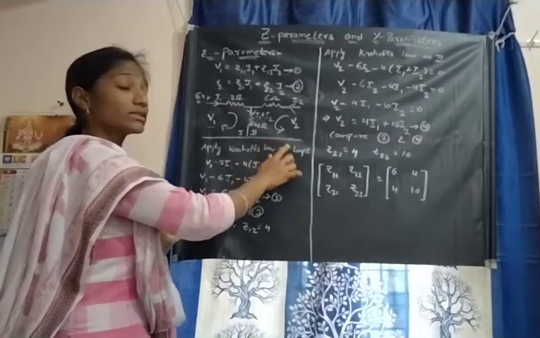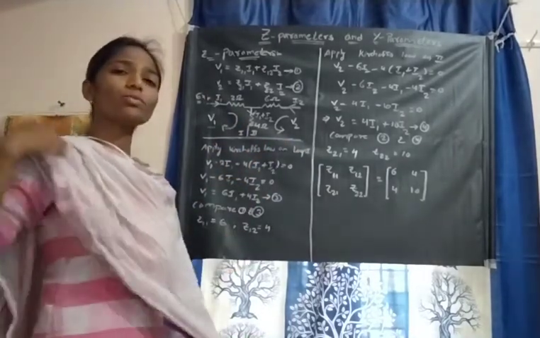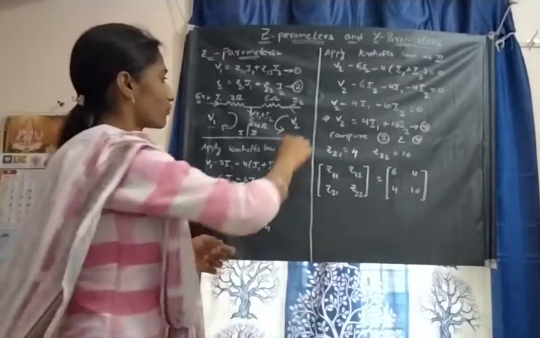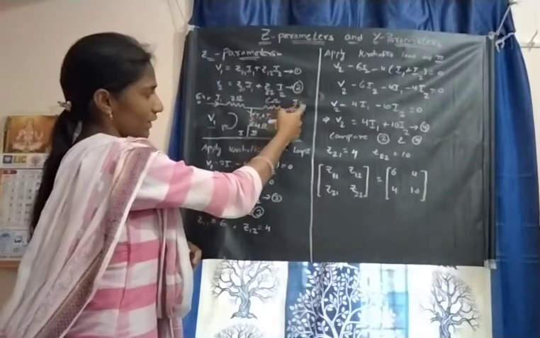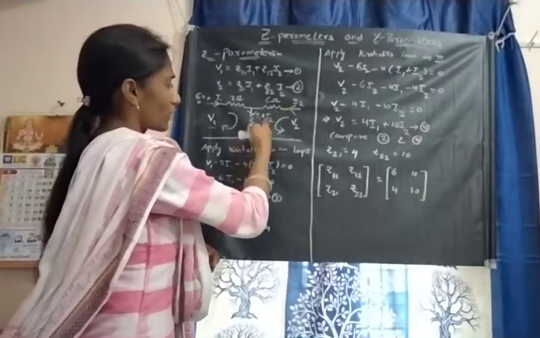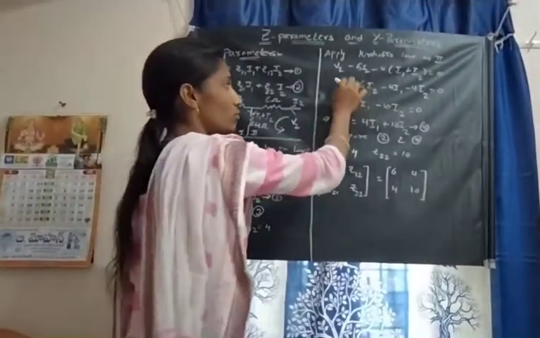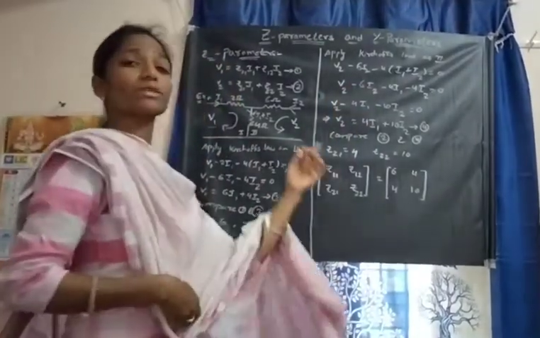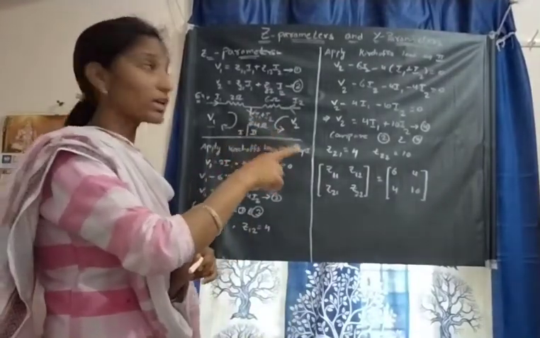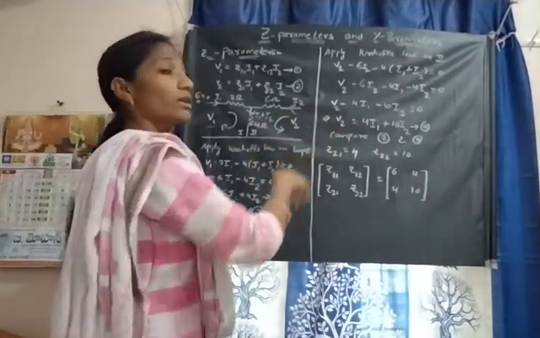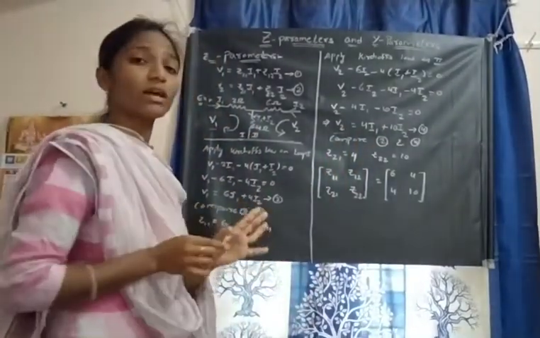Now the second condition is to apply Kirchhoff's law on loop 2. For loop 2, V2 is there, the resistance is 6, so minus 6 I2, then minus 4 times (I1 plus I2). So we can calculate: V2 minus 6 I2 minus 4 I1 minus 4 I2. Then V2 is equal to minus 10 I2 minus 4 I1. Finally it results in V2 equal to 4 I1 plus 10 I2.